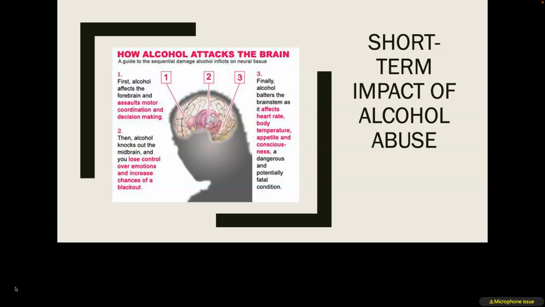I like this particular schematic because I think it gives a good picture of how alcohol impacts the brain. You see in this image, the first step is alcohol impacting the forebrain: motor coordination, decision making, those sorts of things. Then alcohol will go after the midbrain, and that's where you might be a weepy drunk. You might lose control over your emotions, and there might be an increased chance of a blackout. If you continue to use, the last stage, stage 3, is where alcohol is really impacting the brainstem, and this is when it's going to impact your heart rate, body temperature, those sorts of things, the more autonomic aspects. So this is what happens on a night of drinking.